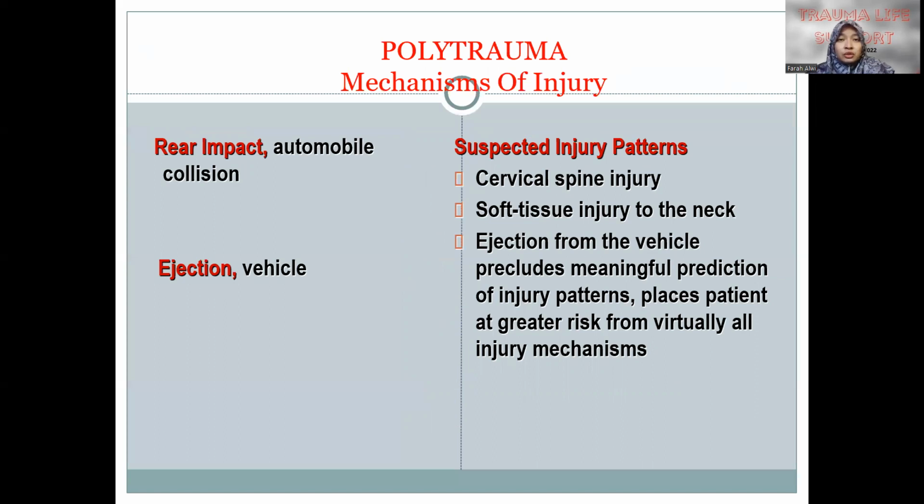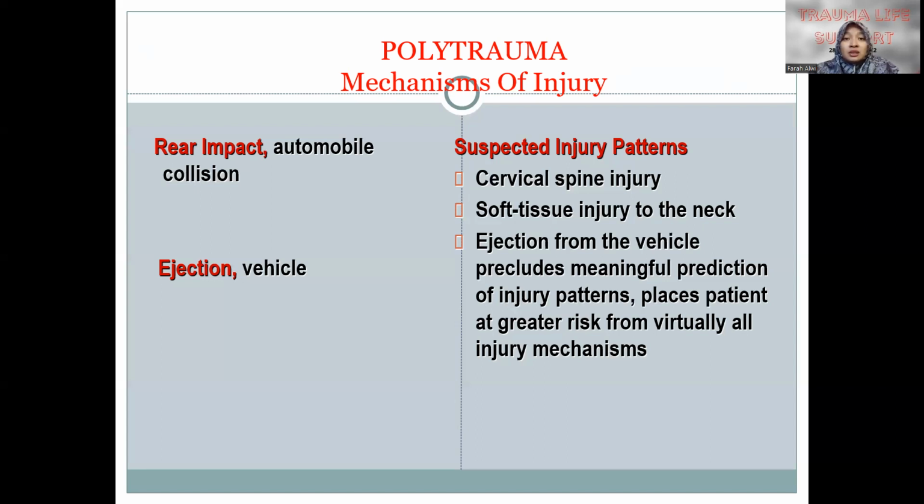You can have cervical injury, you can have aortic injury, long bones injury, pelvic injury, right? Ejection from vehicles, this one lagi lah, from head to toe, you have to expect all the injuries. If the patient is able to give you history, you have to ask how far the patient was ejected from the vehicle.